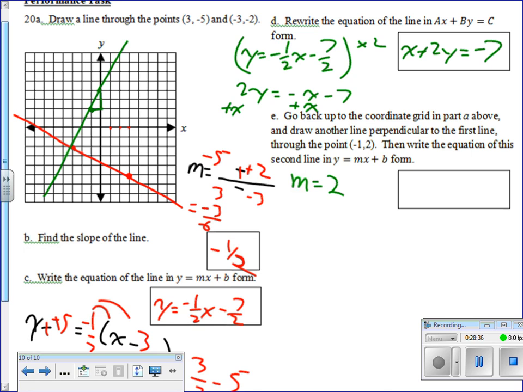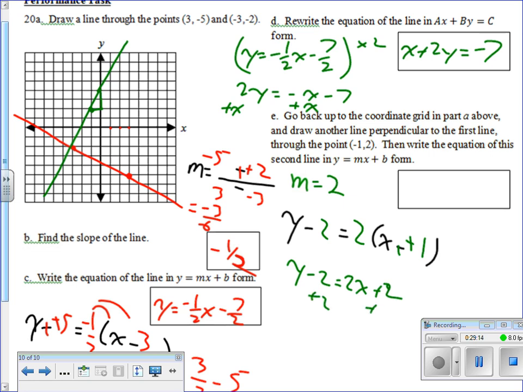That's one part of that. Second part, give me the equation of this line in mx plus b form. Plug and play. Put in my slope, put in my new point, rearrange, distribute the 2, like that, so I have y minus 2 equals 2x plus 2. Add 2 to both sides, y equals 2x plus 4.